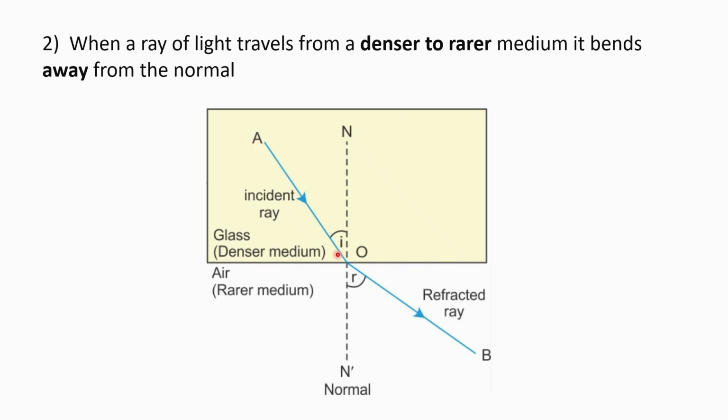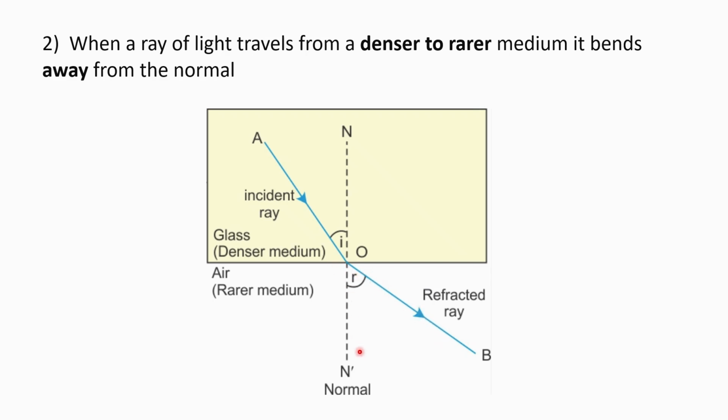When the incident ray AO falls on the surface, instead of moving in this direction, which is slant as per the incident ray, we see that it is moving away from the normal. Earlier it was bending towards the normal, but now it bends away from the normal. This is because the ray of light travels from a denser medium to a rarer medium. So when a ray of light travels from denser to rarer medium, it goes away from the normal.